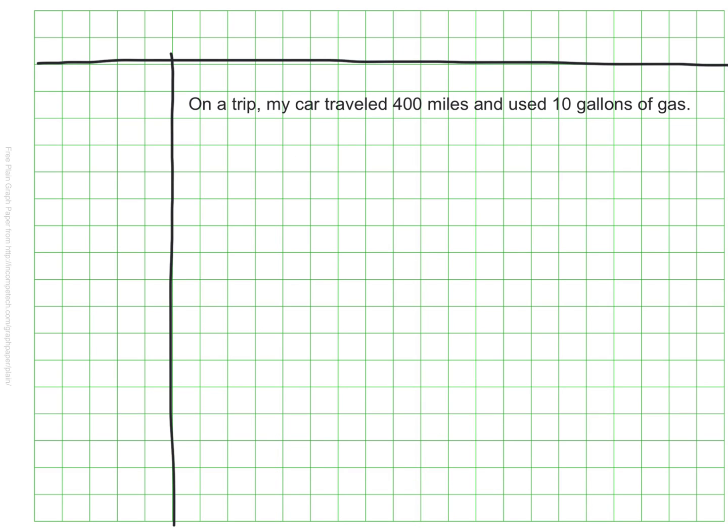Suppose on a car trip, my car traveled 400 miles and used 10 gallons of gas. We see there's a rate here that's comparing the number of miles I was able to go with the number of gallons of gas I had to use. I can use the unit rate to see how far my car was able to travel on 1 gallon of gas. We often hear this as the miles per gallon, right? The miles we could go on 1 gallon.